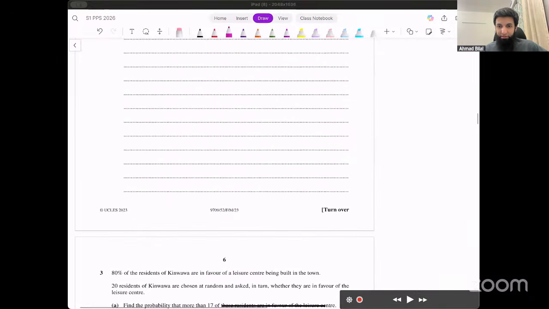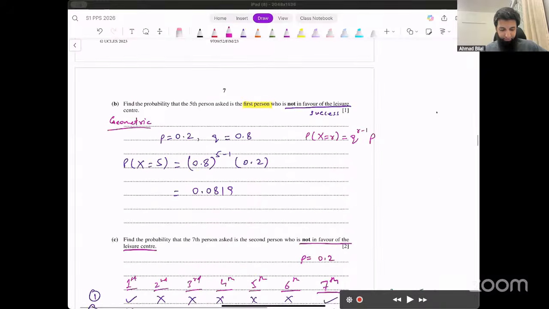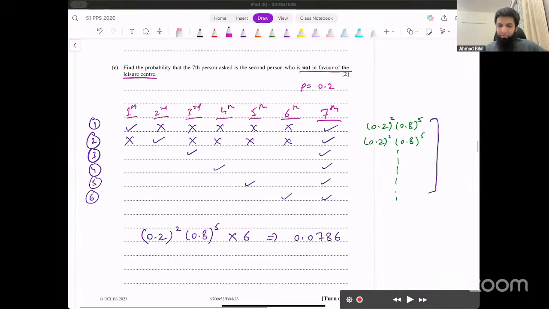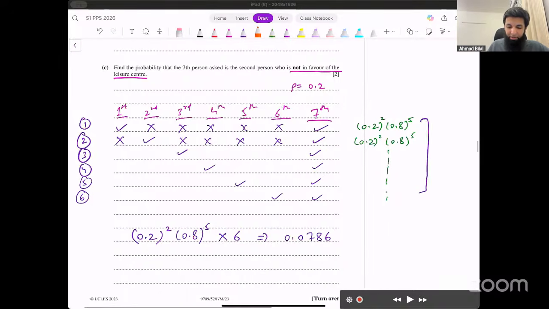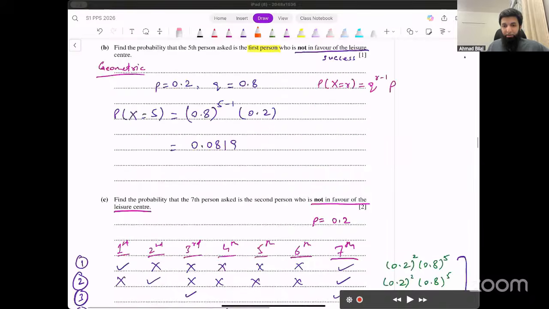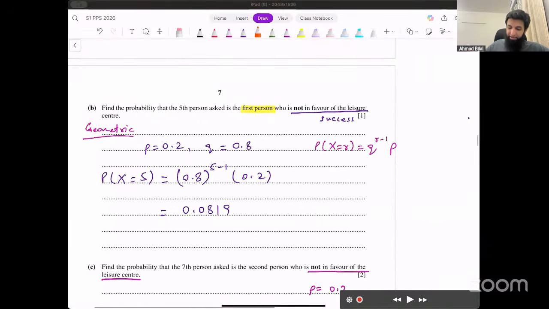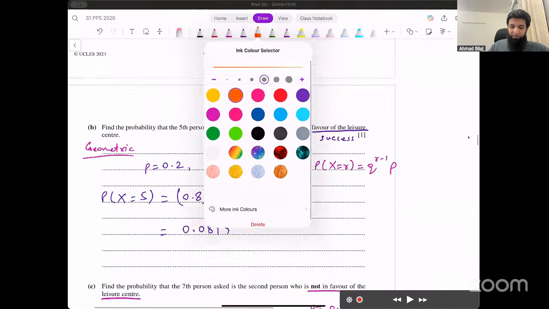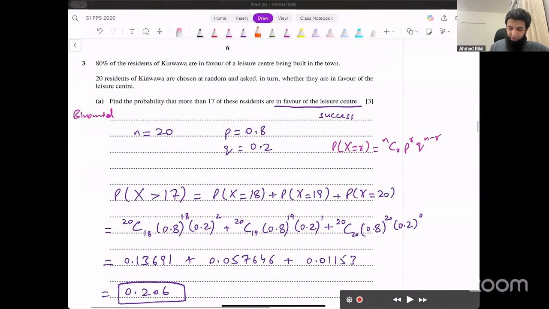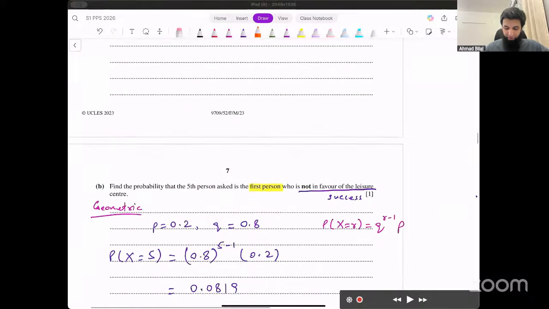क्वेश्चन नंबर 3 पार्ट C. ये तो हमने बहुत दफ़ा किया है हमाद. हमाद, 39, 43 आपके आ रहे हैं, कैसे आ रहे हैं आपको इसके बगैर? अच्छा नहीं, सॉरी, हमजा, ये वही है. सेवंथ पर्सन इज द सेकंड पर्सन नॉट इन फेवर ऑफ द लेजर सेंटर. अच्छा, उसने कहा हुआ है 80% ऑफ द रेजिडेंट्स आर इन फेवर, तो कितने नॉट इन फेवर होंगे? 20%, राइट?